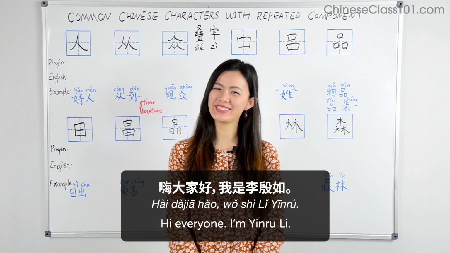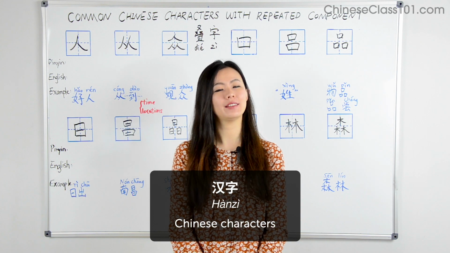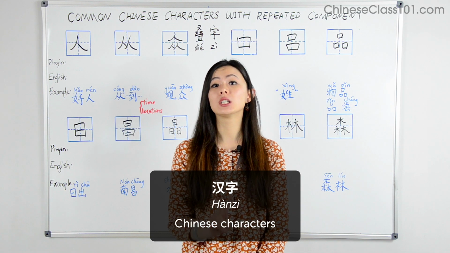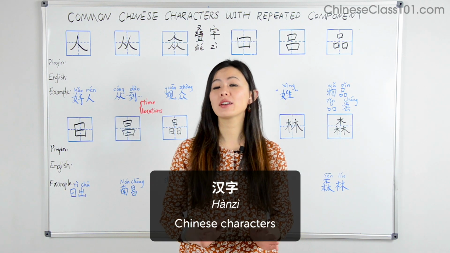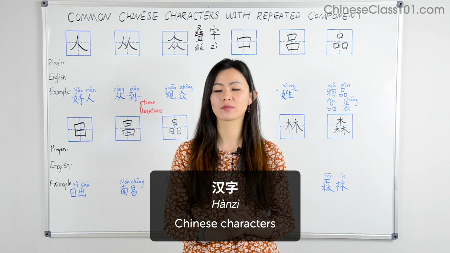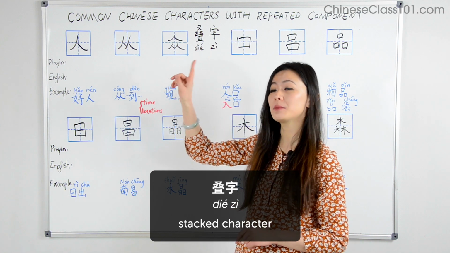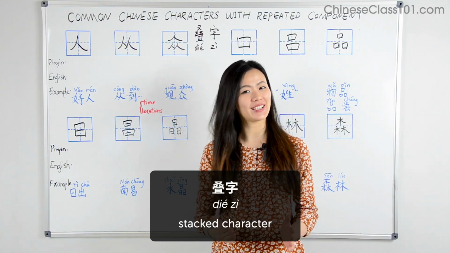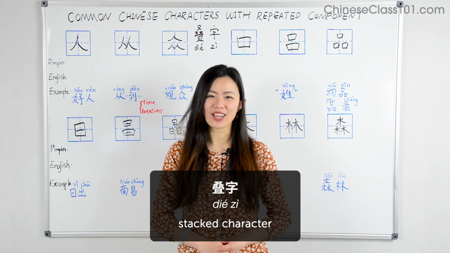Hi, 大家好，我是李音如. Hi everyone, Inru Li here. Learning Chinese characters, Hanzi, is not an easy task. But there is a shortcut. To study Hanzi twice as fast, study their radicals and components. There are quite a few Hanzi in Chinese that are made up of copies of the same component. These Hanzi in Chinese are called 叠字, which literally means stacked character. Well, in this lesson, you are going to learn some of the most commonly used 叠字 in everyday Chinese.